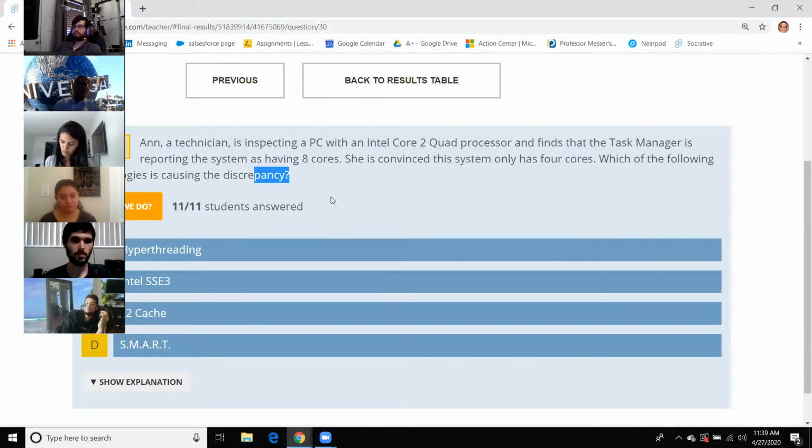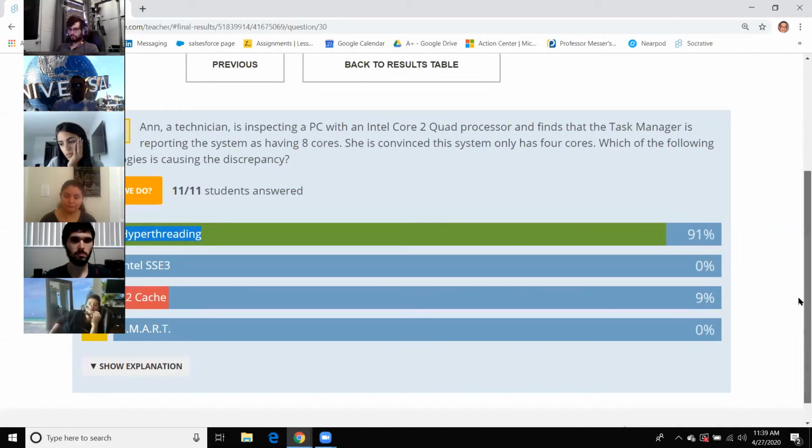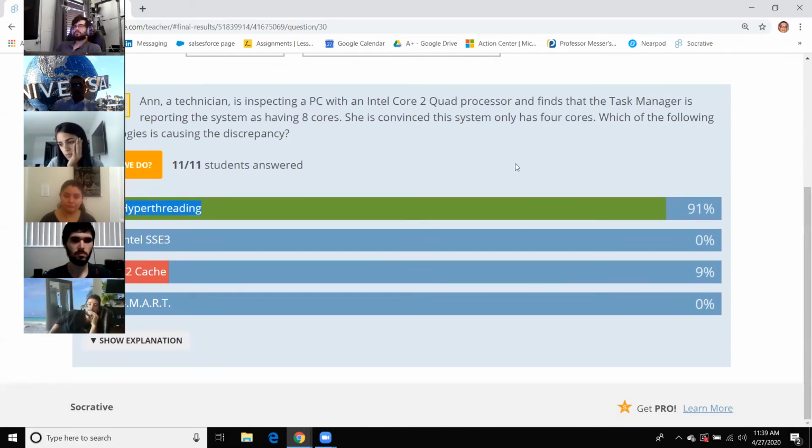I put A. Everyone agree? Hyper-threading? A as well. Hyper-threading is correct. That is what they told us the feature gives us. It gives us double the throughput, so it gives the illusion to the operating system that it has double the amount of core processors that it should have. So it's got quad, but it's showing 8 because of hyper-threading.